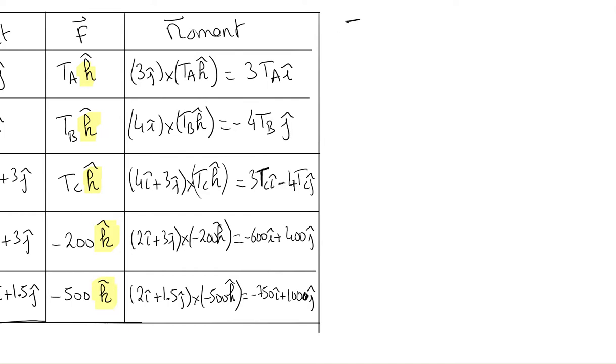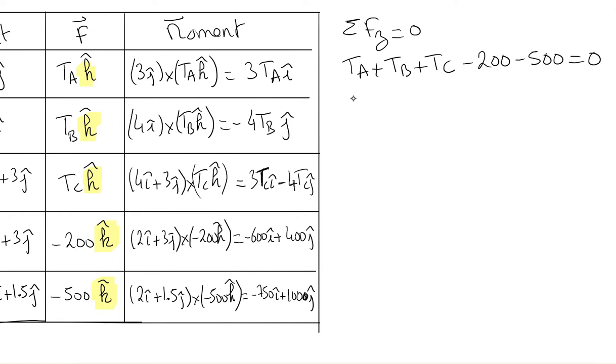So my sum of the forces on Z is equal to 0, giving TA plus TB plus TC minus 200 minus 500 is equal to 0. So TA plus TB plus TC is equal to 700. Okay, and that's one equation.